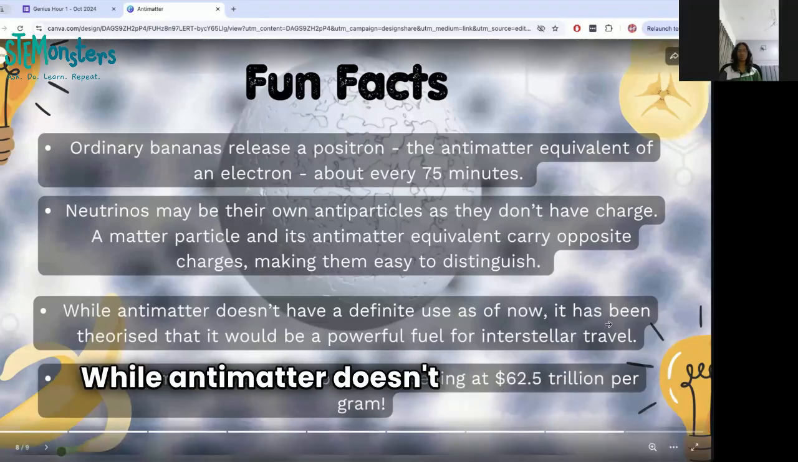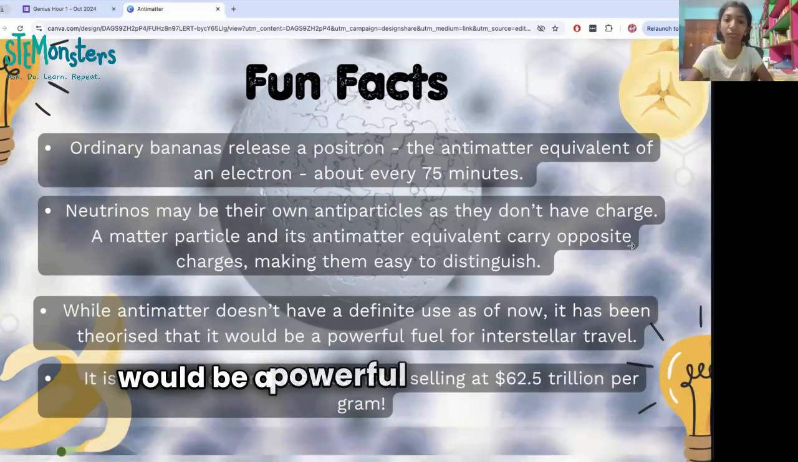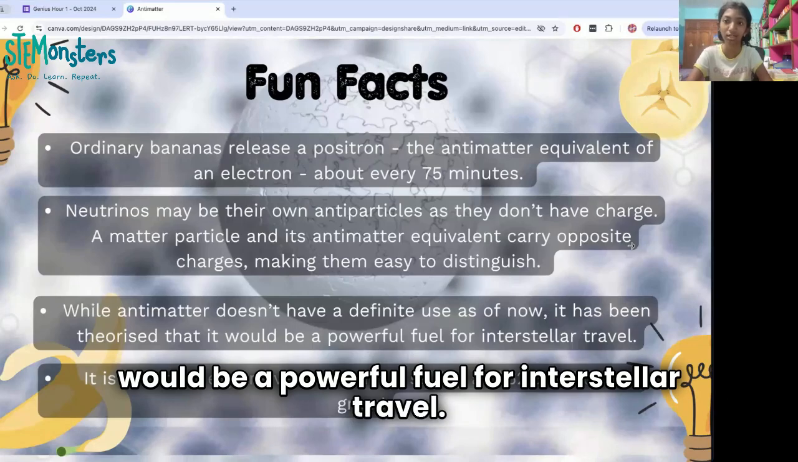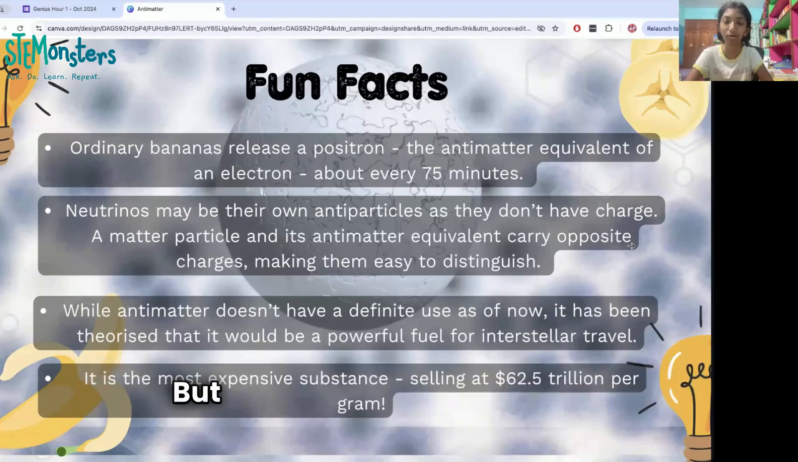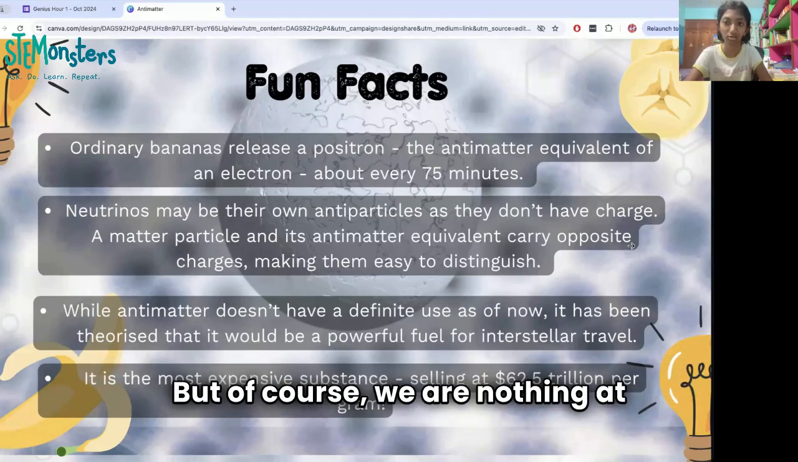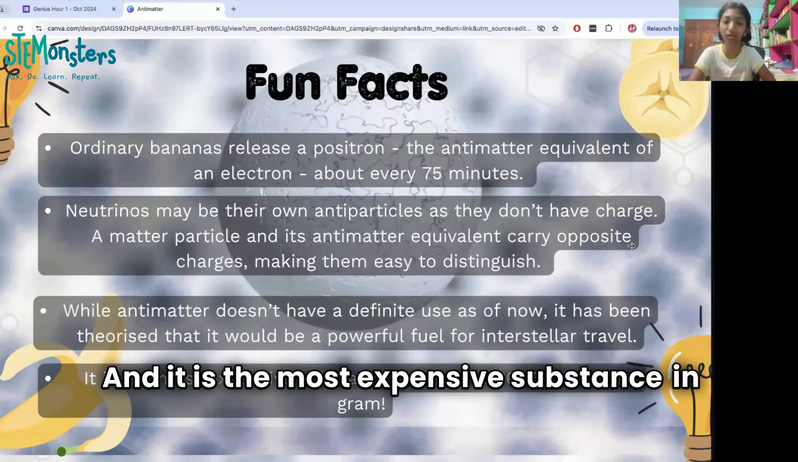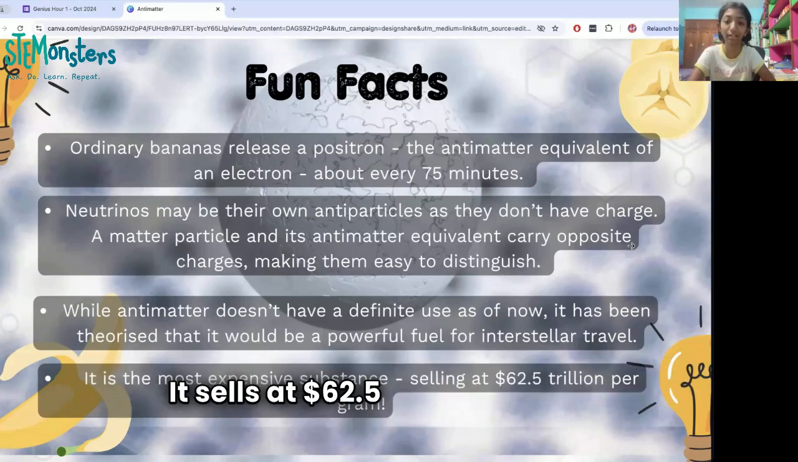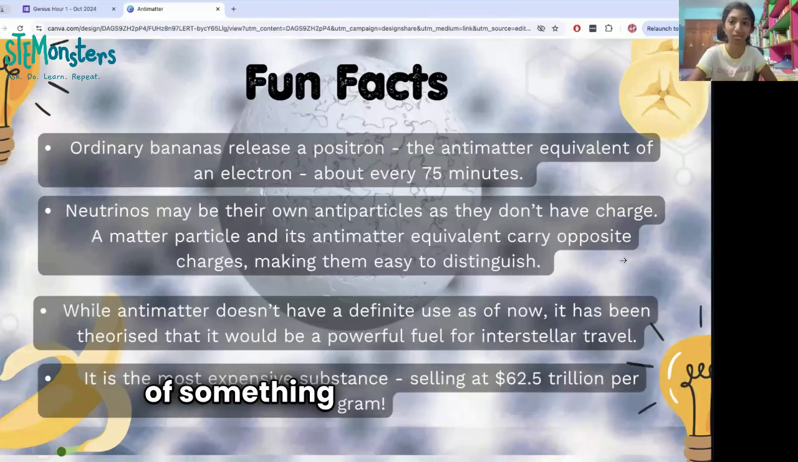While antimatter doesn't have a definite use as of now, it has been theorized that it would be a powerful fuel for interstellar travel. That is basically travel between stars. But of course, we are not at all close to achieving that right now. And it is the most expensive substance in the world. It sells at 62.5 trillion US dollars per gram. Imagine paying that much for 1 gram of something you cannot even use.